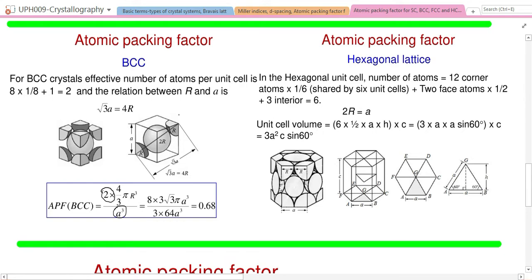Again, a cube, it's a cubic system. And then you have to find out what's the relationship between this r and a. How to find that out? You take this diagonal of this unit cell, because the atom is at the center. So this corner atom touches the center atom, then this corner atom touches the center atom.